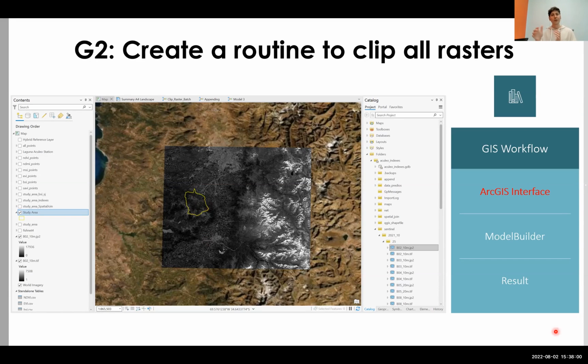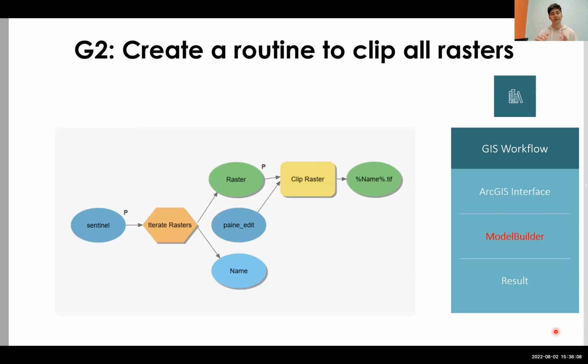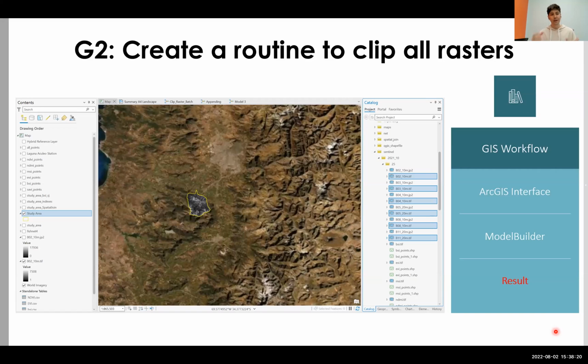The next step was to create a routine, a model builder process that is going to analyze the different rasters located in different folders, and give you this raster clipped to the study area. That is going to decrease the amount of time to process that specific area, and it's going to help our analysis process.